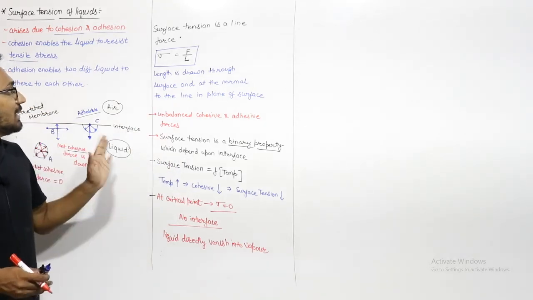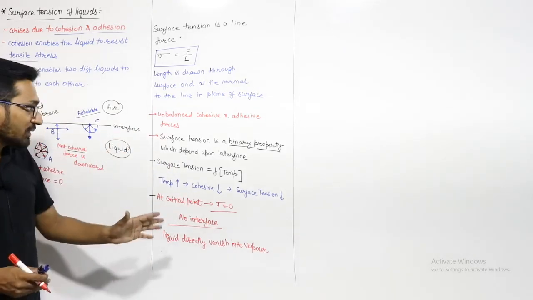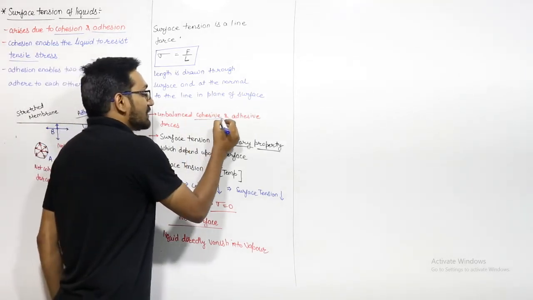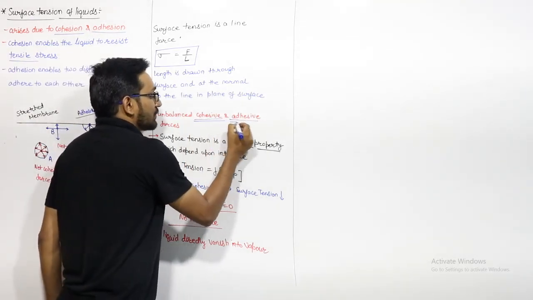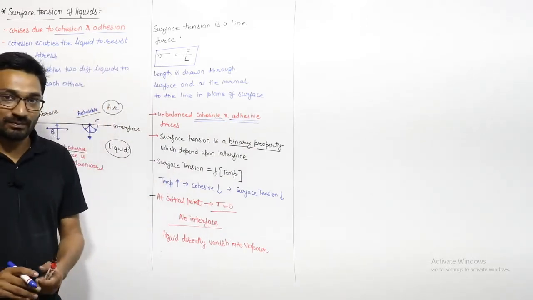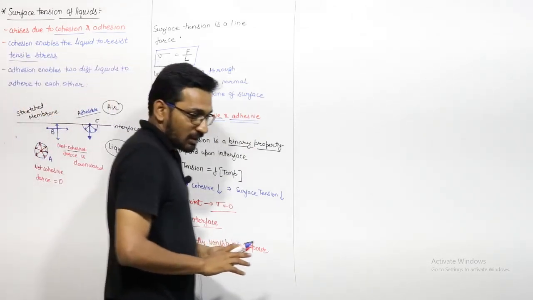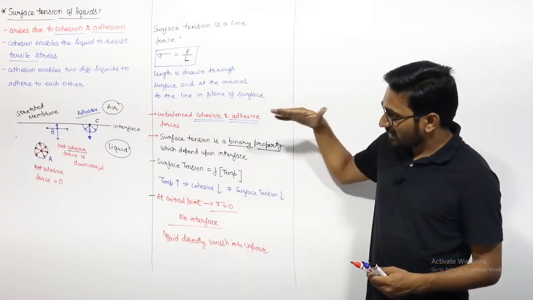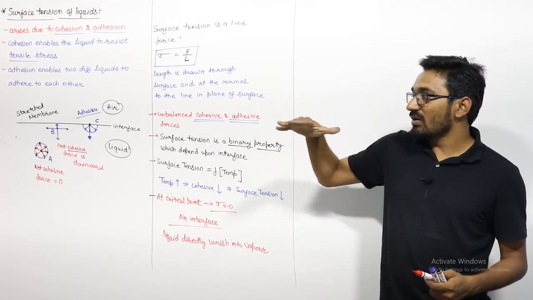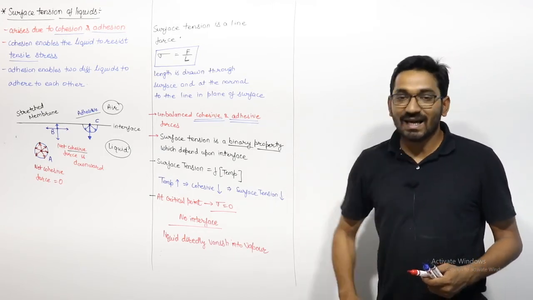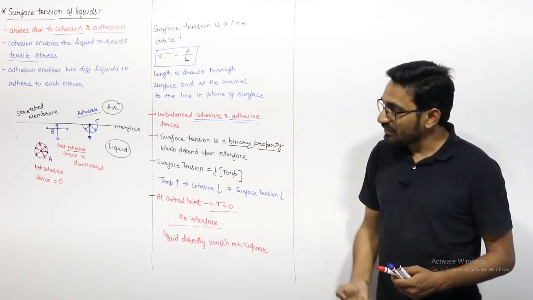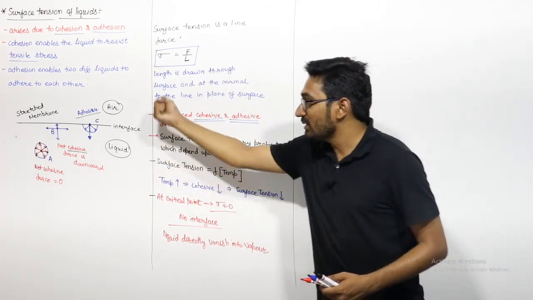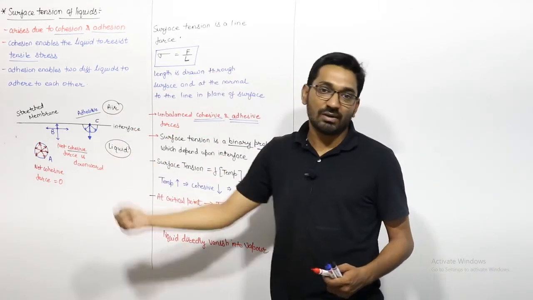So this is the basic concept of surface tension, and the cause of surface tension is the unbalanced cohesive and adhesive forces. Both will play an important role. Because this surface is always under a tensile force, you will feel that a tensile force is acting, something which can stretch it in the downward direction.